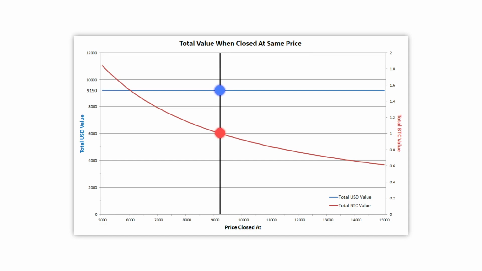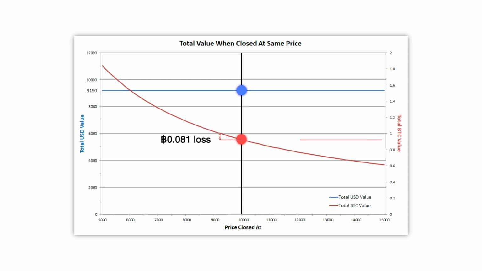If instead the BTC price had risen to $10,000 before the premium reaches zero, then the futures short will have made a loss of 0.081 BTC, resulting in a total balance of 0.919 BTC. As the Bitcoin price is now $10,000, the trader can sell this 0.919 BTC for $9,190. This is calculated as 10,000 times 0.919, which equals 9,190.